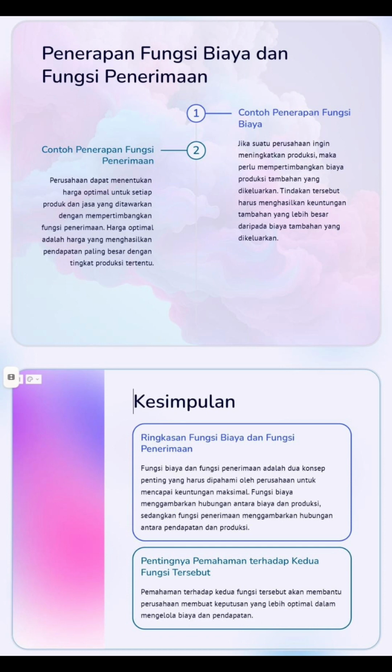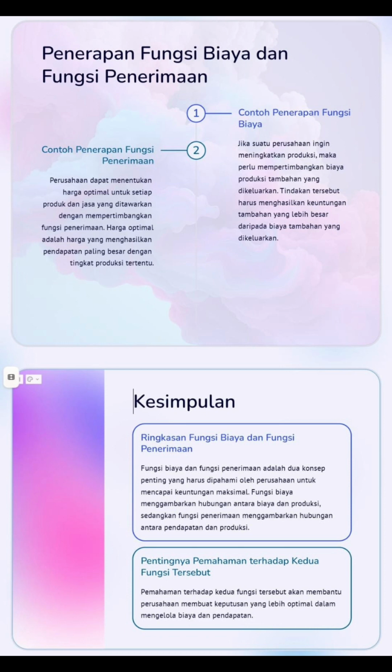And last, conclusion. Summary of cost function and revenue function. Cost function and revenue function are two important concepts that must be understood by companies to achieve maximum profits. The cost function describes the relationship between cost and production, while the revenue function describes the relationship between income and production.